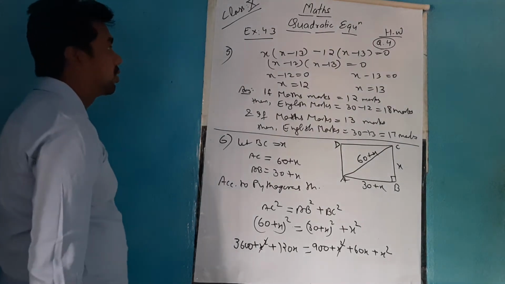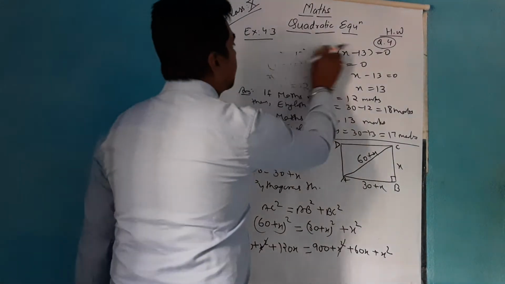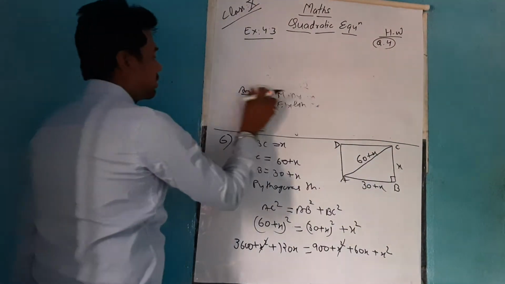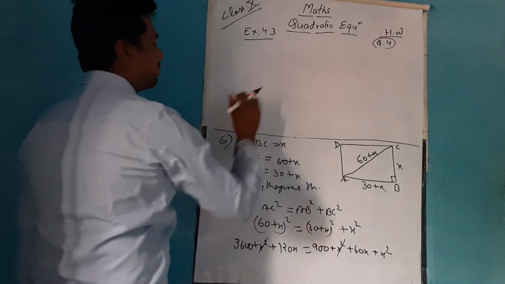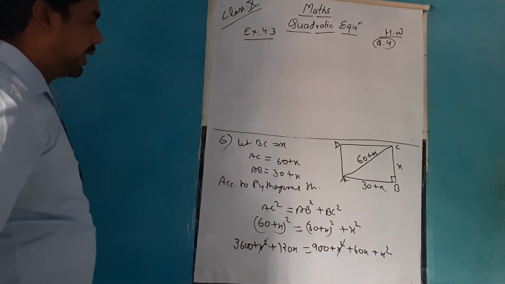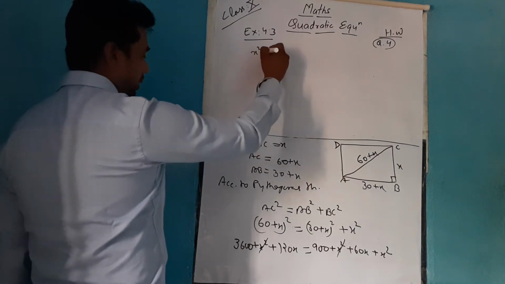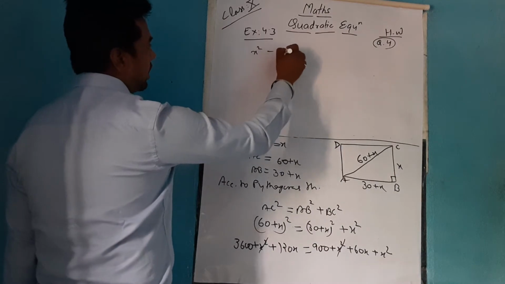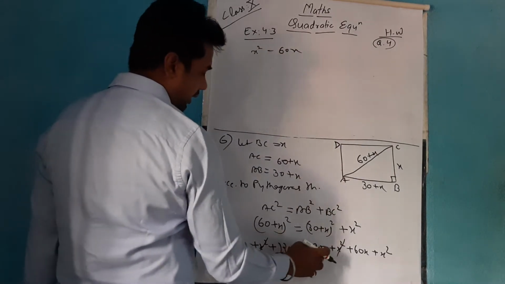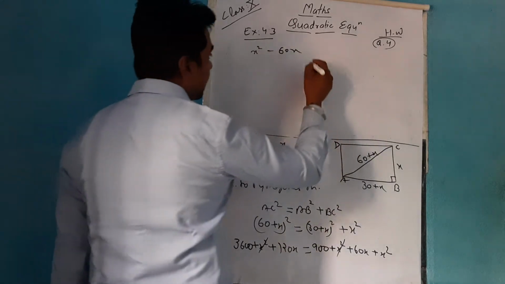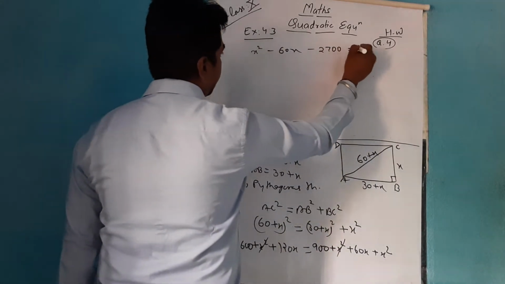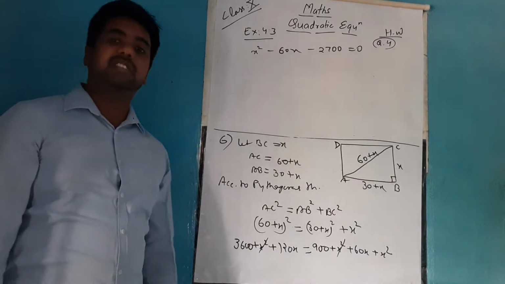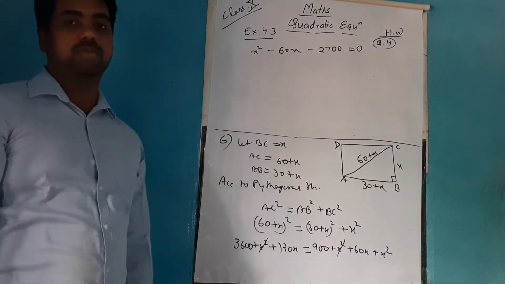So let's write it on the top now. After that step, x square remains there, plus 120x minus 60x, and 3600 minus 900 goes to that side, becoming minus 2700, equals 0. So your required quadratic equation will be x square minus 60x minus 2700 equals 0.